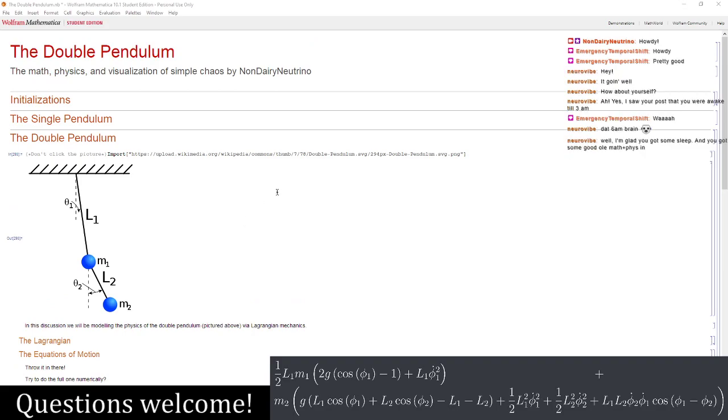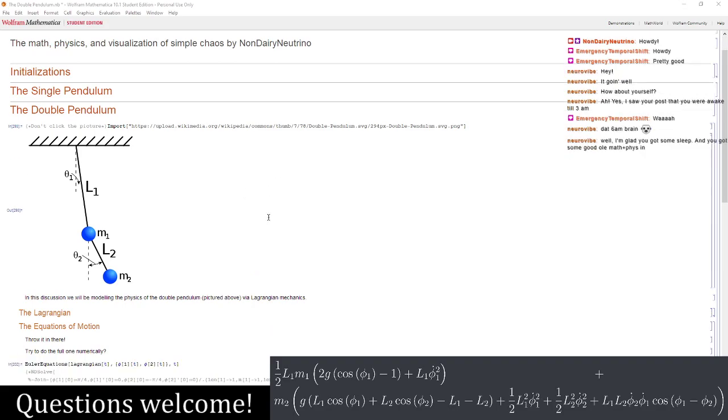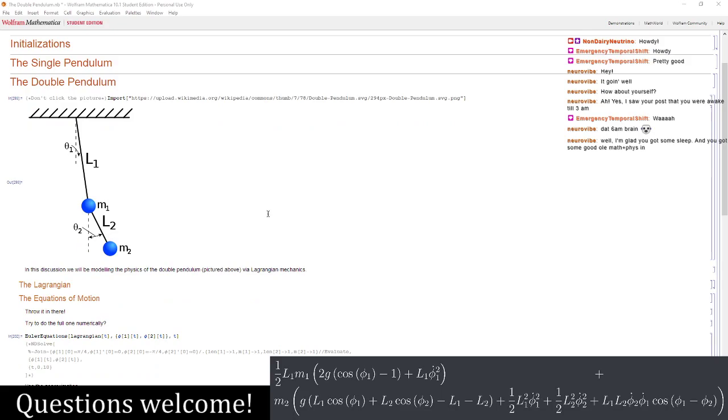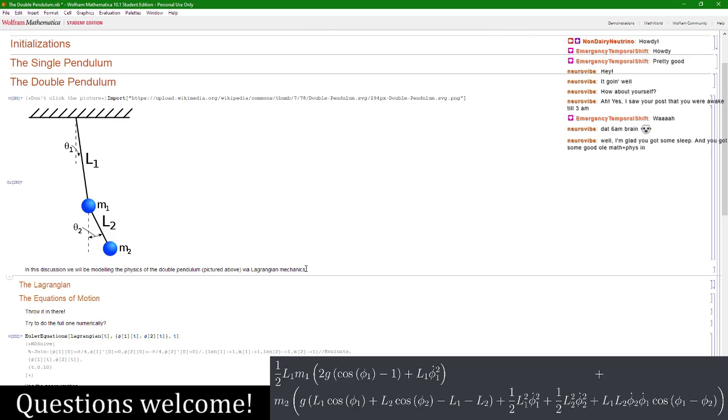I'm glad you got some sleep, and you got some good old math physics. Yeah. It took me a while to wrestle with the problem that I was encountering, because I was trying to implement a method that I had never used before, but I thought it would be really cool to figure it out and show it off on stream, what Mathematica can do. But anyways, let's get started so we can get to that.